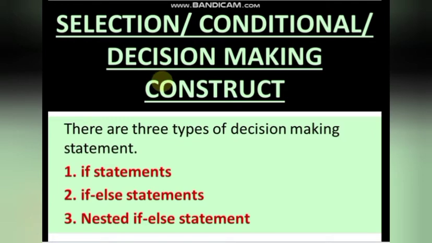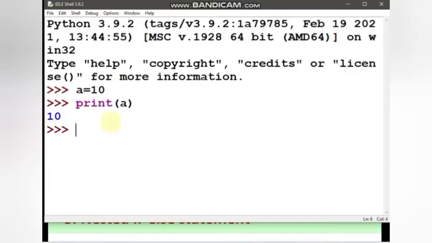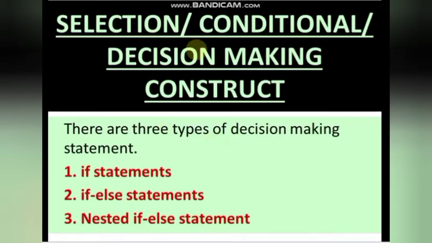Sequential flow of control is any program which goes line by line, which you know. So let us begin with if else. That is a selection, conditional or decision making construct. Here we will see three types of decision making statements: if, if else, and the nested if else statement. In if else we will cover if also.